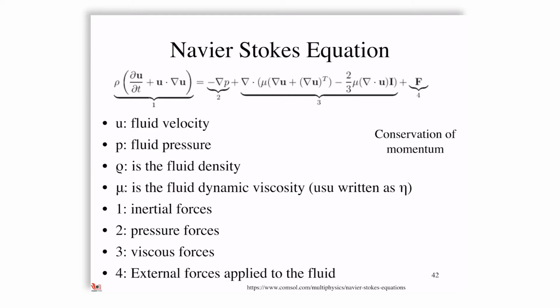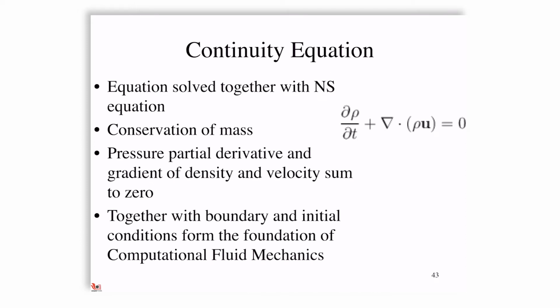This law is derived from the conservation of momentum of fluid parcels and combined with the continuity equation, that is, the partial derivative of rho with respect to t plus the divergence of rho U is equal to 0, serves to help us solve any fluid equation in a bulk sense. The partial derivative and the gradient of density and velocity sum to 0. This is the meaning of this continuity equation, and it's indicative of conservation of mass.